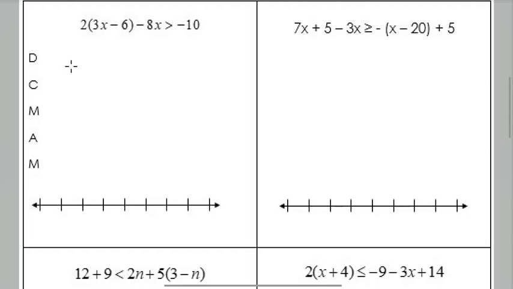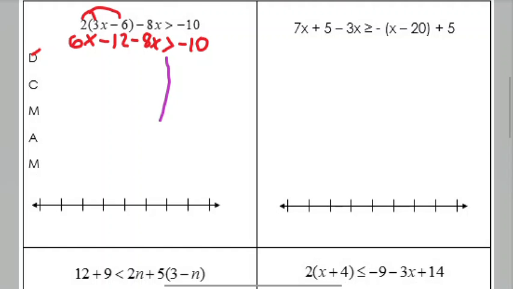So this example, my first step, D, distribute. So I'm going to distribute, get rid of those parentheses. I'm going to take that 2 and multiply it by the things on the inside. 2 times 3x will give me 6x, and 2 times negative 6 will give me negative 12. And I'm done on parentheses, so I can bring everything else down. And I'm done with D, distribute.